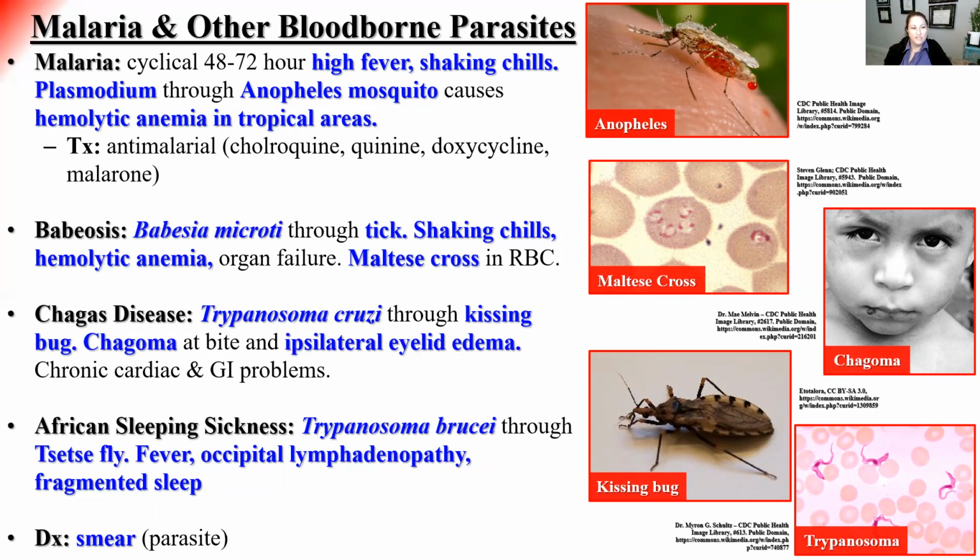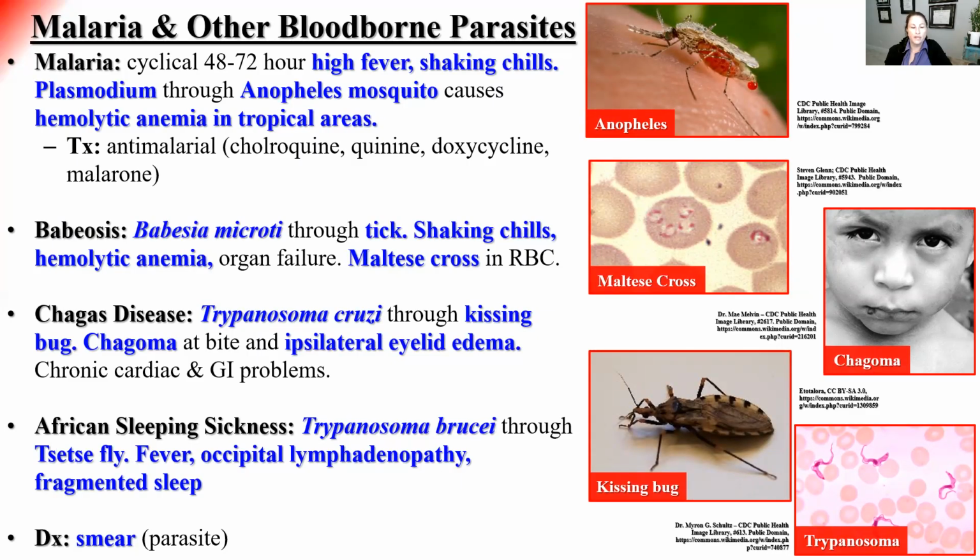Babesiosis, this is Babesia microti, and this is transmitted through a tick. This can cause shaking chills and a hemolytic anemia. The most commonly tested question about babesiosis is the Maltese cross that you can see in the second picture down there. That is a formation that occurs in the red blood cells.